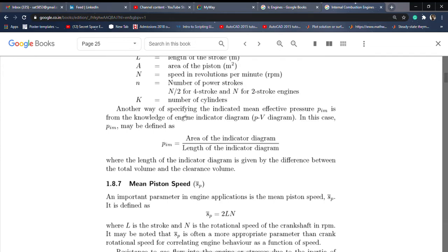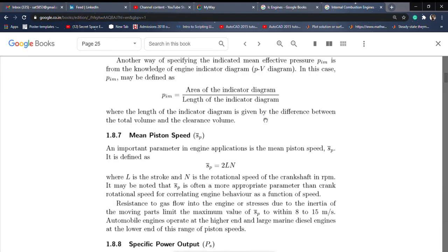Another way of specifying the indicated mean effective pressure is from the knowledge of the engine indicator diagram. What is the engine indicator diagram? We will discuss it in the coming chapters. That is a PV diagram. The area under the PV diagram gives us the work, because pressure multiplied by volume gives work. So the area under the PV diagram divided by the length of the indicator diagram gives the indicated mean pressure. The length of the indicator diagram is given by the difference between the total volume and clearance volume, which we will discuss in the coming classes.